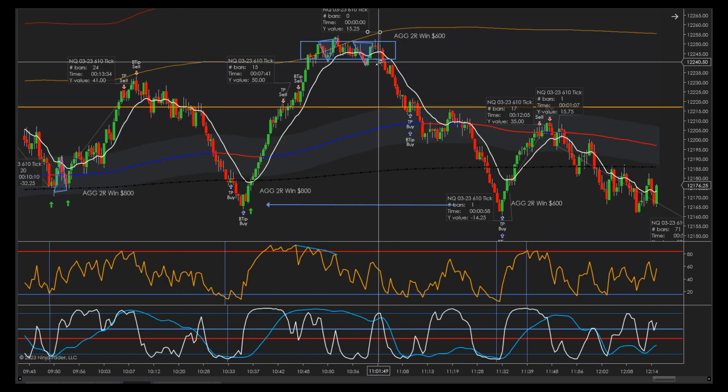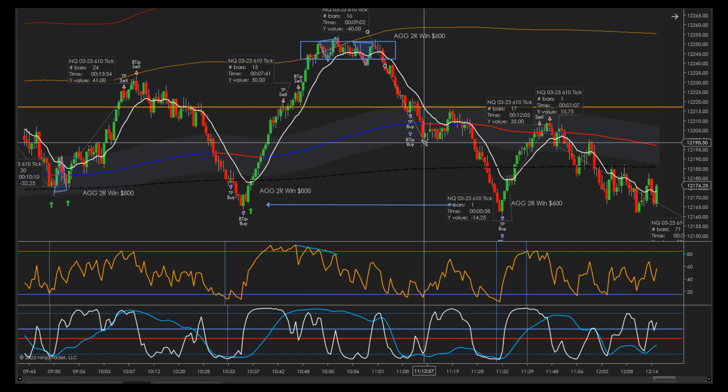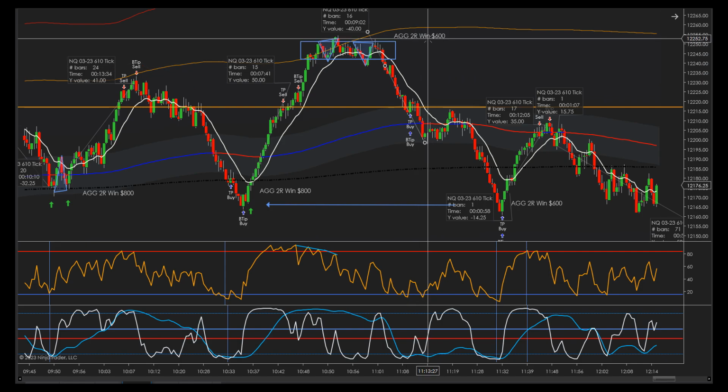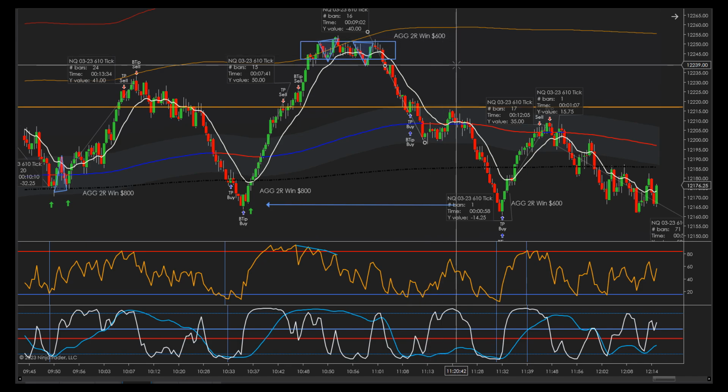Now again, I did not put it in here, but we're going to assume we got short here. Risk 20 to make 40. And again, you can see we make a 9-minute move, 40 points down. So 30 to 40 points would have been $600 to $800 on that trade.